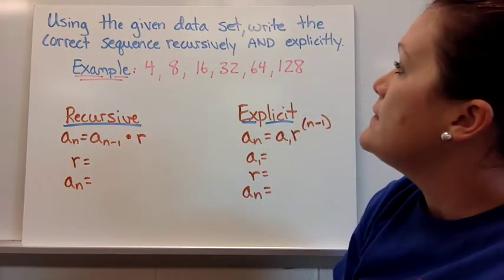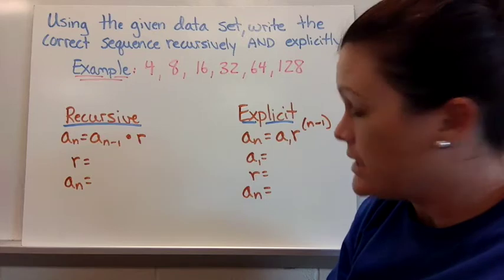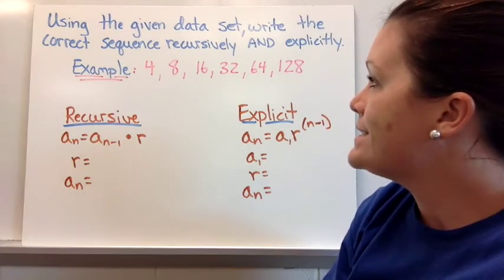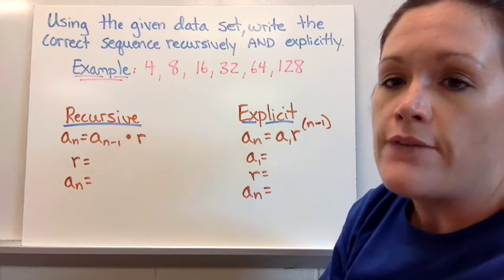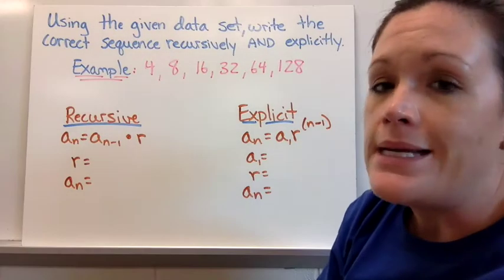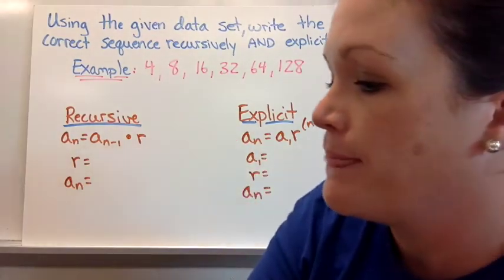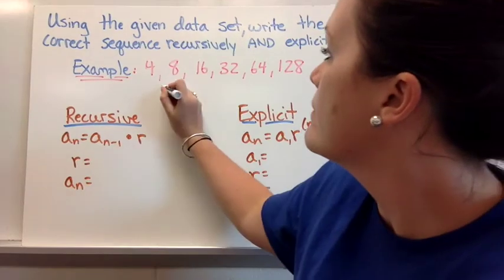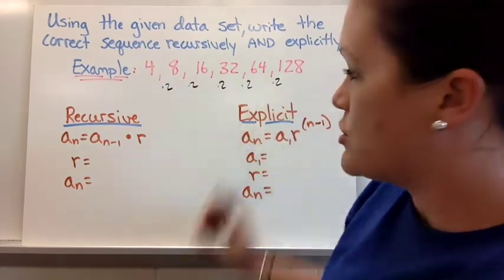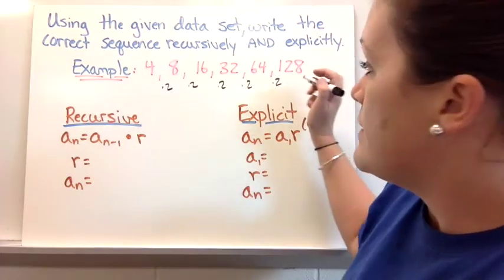So using the given data set, write the correct sequence recursively and explicitly. So our example we're given is 4, 8, 16, 32, 64, and 128. So hopefully you can see that we are multiplying by 2 each time. We'll write that in each time. We want to make sure all terms get multiplied by 2 to make sure there's no exception.